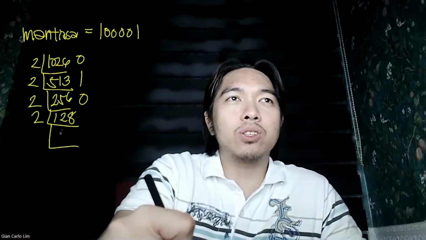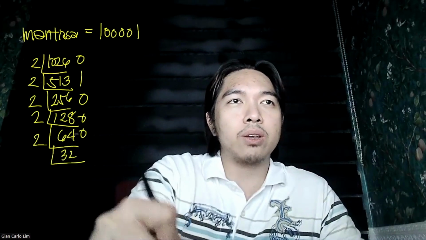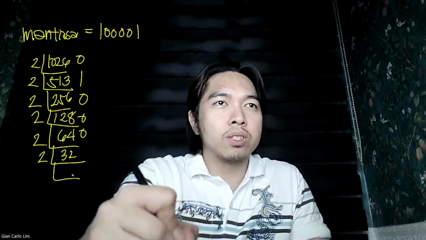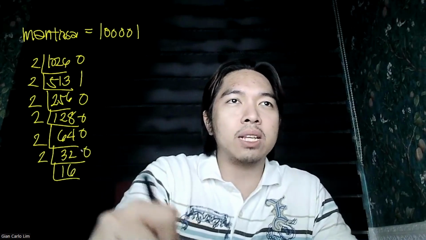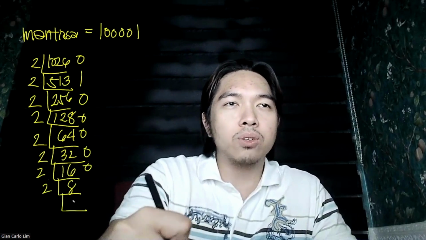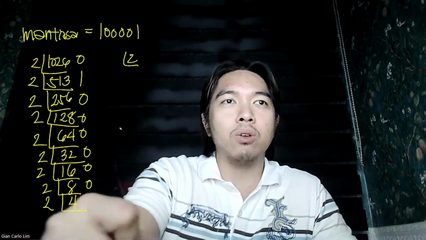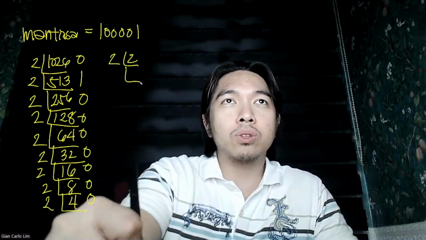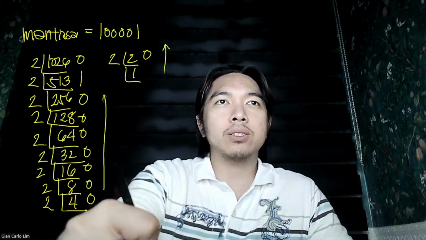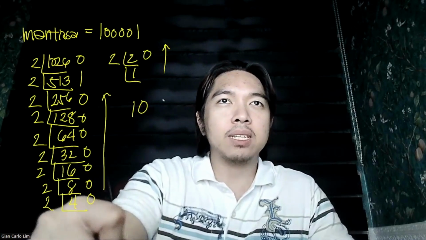128 divided by 2, so that is 64, 0. 64 divided by 2, so 32, 0. 32 divided by, not 3, but rather 2. So that is 16, so that is 0. 16 divided by 2, so that is 8, 0. 8 divided by 2, so that is 4, 0. 4 divided by 2, so that is 2, 0. And then 2 divided by 2, so that is 1 and then 0. All right. So, reading that upwards, so that would be 1, 0, and then 6 zeros.